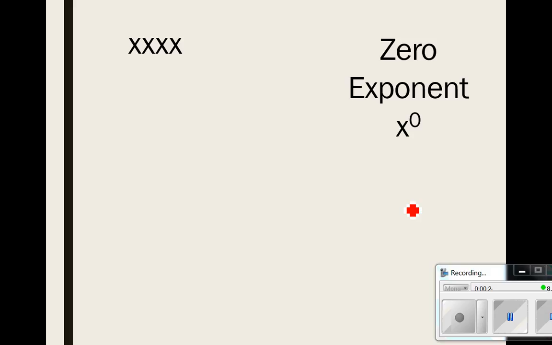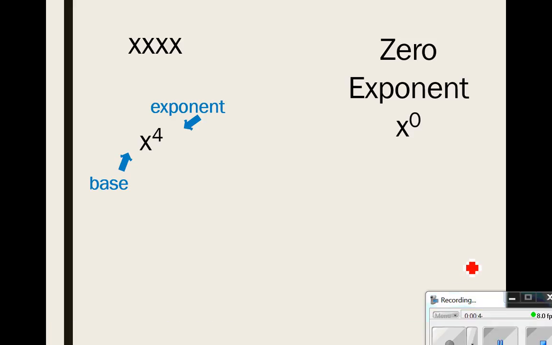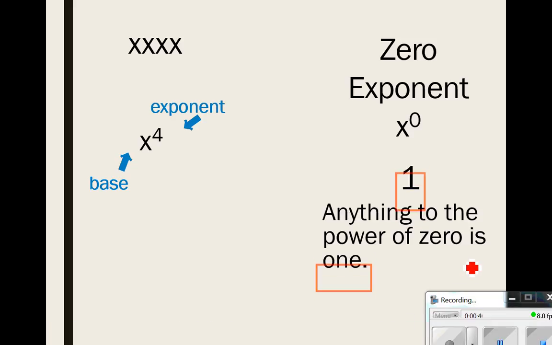The first thing is looking at x times x times x times x. If you put that in exponential form, it would be x to the fourth power, where the x is the base and the 4 is the exponent. Then the 0 exponent is always going to equal 1. No matter what it is, the answer is 1, and it's because of the pattern that I'll show you in class on the board. So anytime you see an exponent of 0, the answer is simply 1.